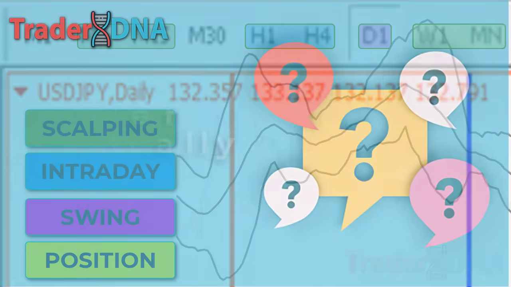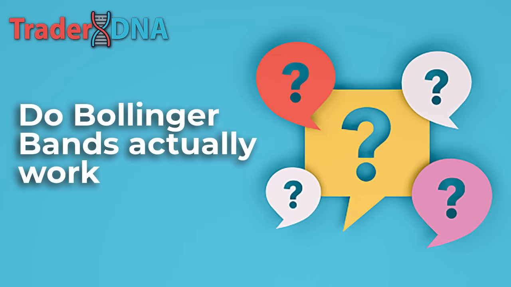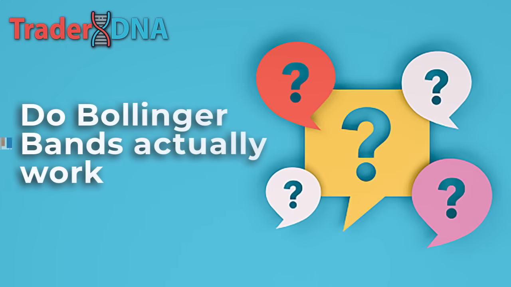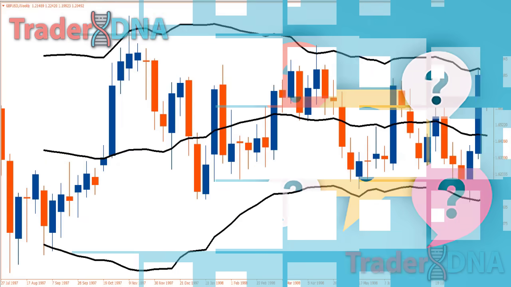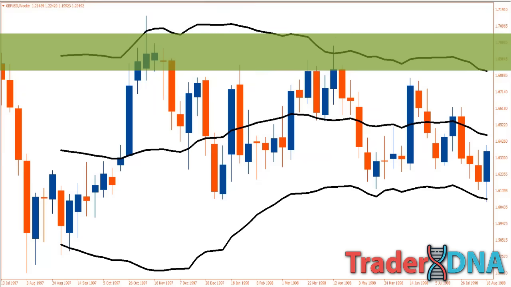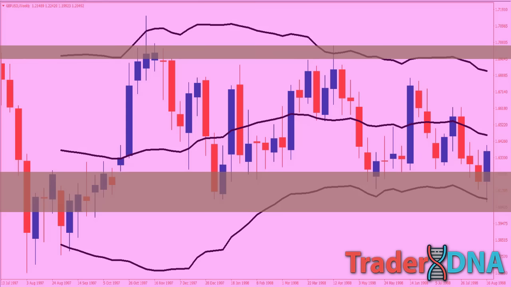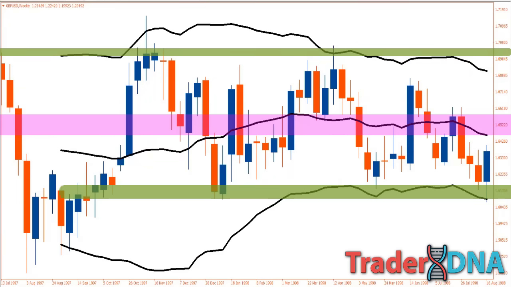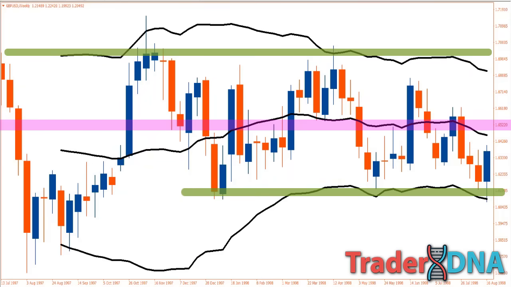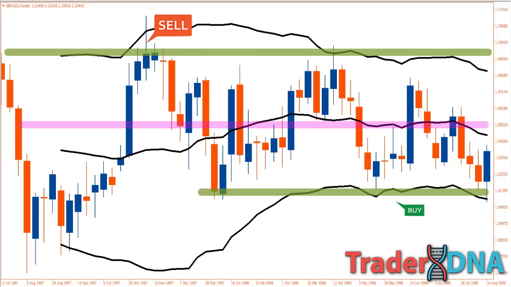Do Bollinger Bands actually work? Bollinger Bands work especially well in sideways markets. In this condition, Bollinger Bands form horizontal or flat lines, and price movements often bounce on the upper and lower bands. If you find this condition, the Bollinger Band is good enough to determine to buy or sell by looking at the price of the Bollinger Band.